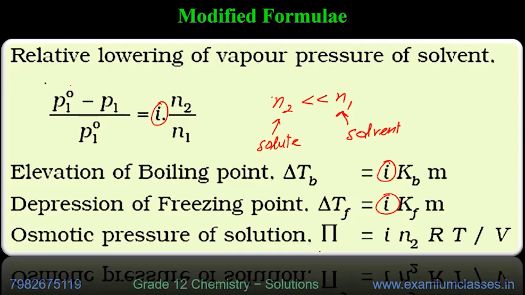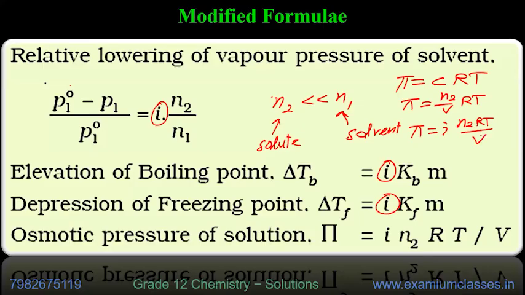Osmotic pressure pi equals N2 RT by V. It was pi equals CRT, where C is concentration, molarity, that is N2 by V, RT. It was like this. But now with Van 't Hoff factor, it is i N2 RT by V. So in all cases, you will just multiply the right hand side by Van 't Hoff factor i.